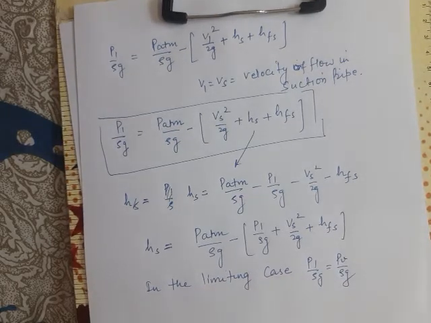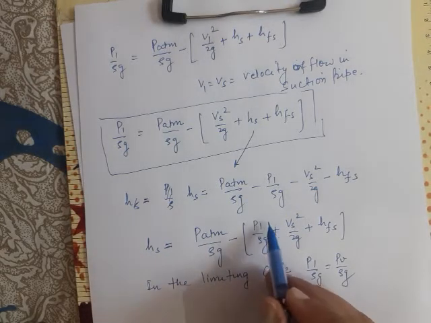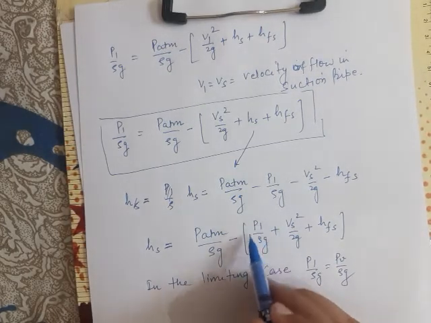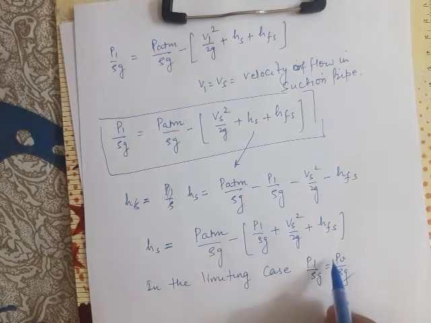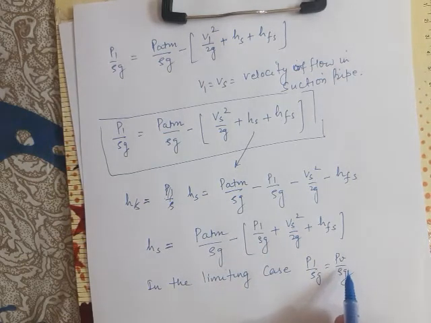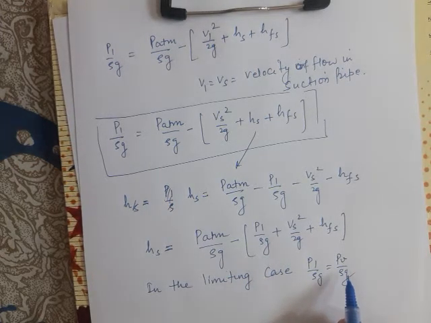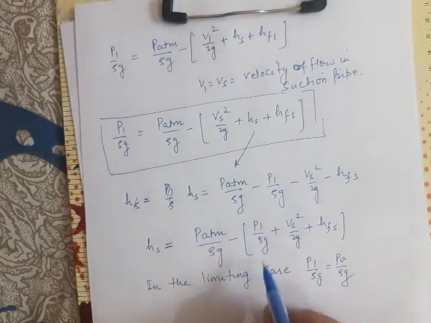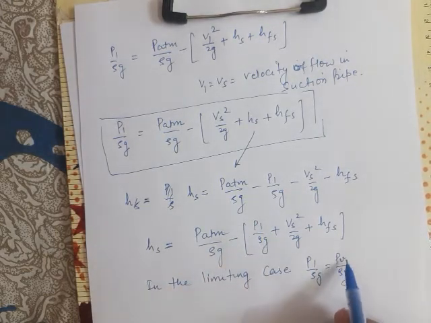Please note, I am again repeating. I want to derive the expression for maximum suction lift, or HS maximum. So HS would be maximum when P1 by rho g would be minimum. Now what will be the minimum value of P1 by rho g? This is the pressure head at point 1. The minimum value of the pressure head at point 1 would be equal to the vapor pressure head, because if it is below the vapor pressure head, the vaporization of the liquid takes place and this will lead to the phenomenon of cavitation. So to ensure cavitation-free operation of the centrifugal pump, the minimum value of P1 by rho g would be equal to PV by rho g.